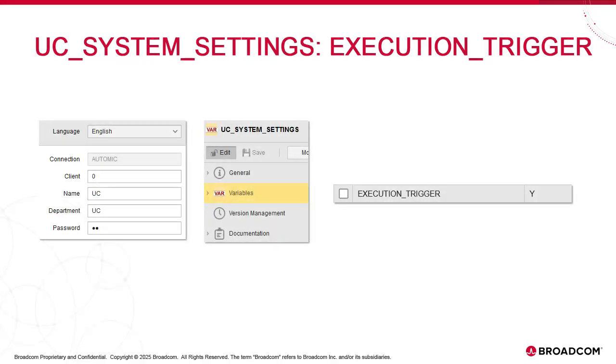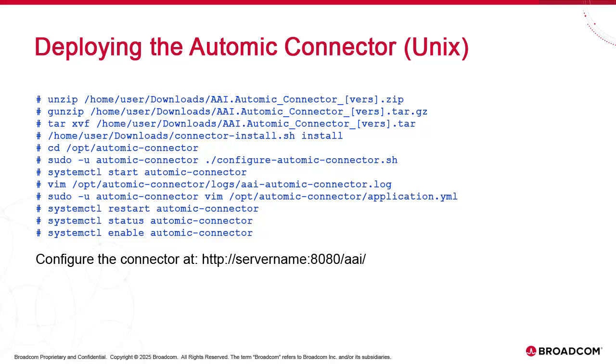Before deploying the Automic connector framework, make sure you log into client 0 in Automic and check that the variable execution trigger is enabled in UC system settings. The command should be consistent with what we just described. Unzip the file, gunzip the tar.gz package, untar the package, install the framework, execute the configuration script as the Automic connector user, configure by entering the appropriate values which propagate to application.yml.